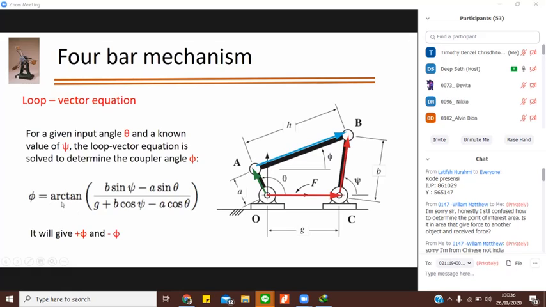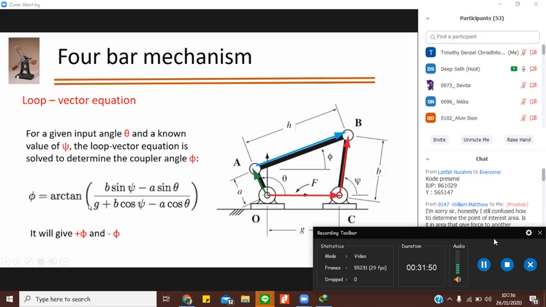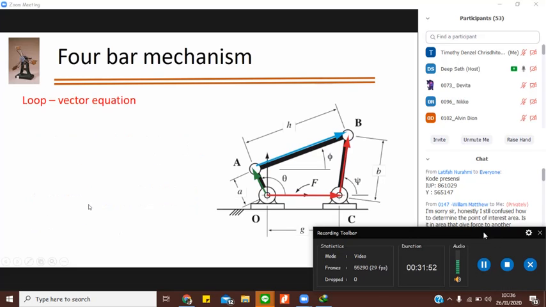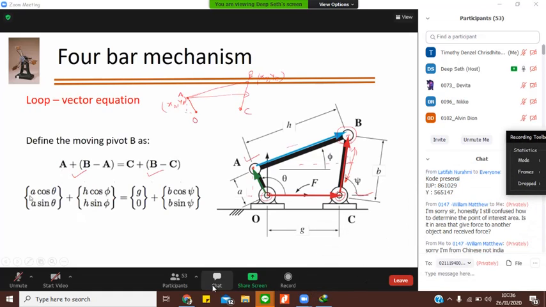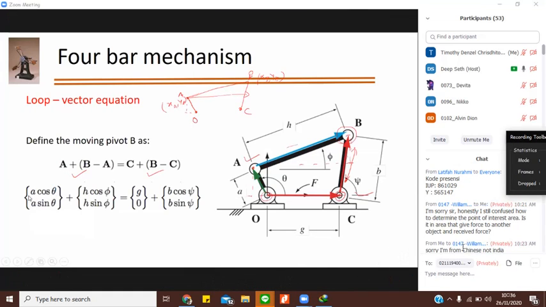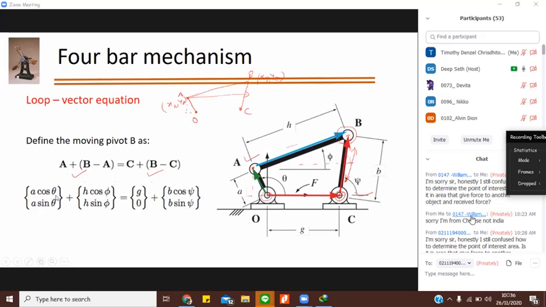We are using arc tan here because you will have two positions of this phi, one positive and one negative. That's also because for each position you are defining it with respect to x and y, in cos theta and sin theta.